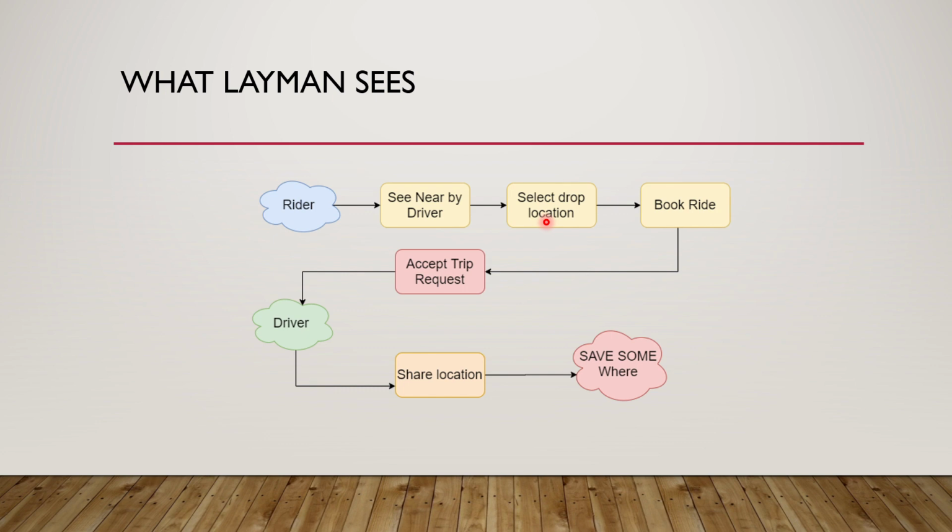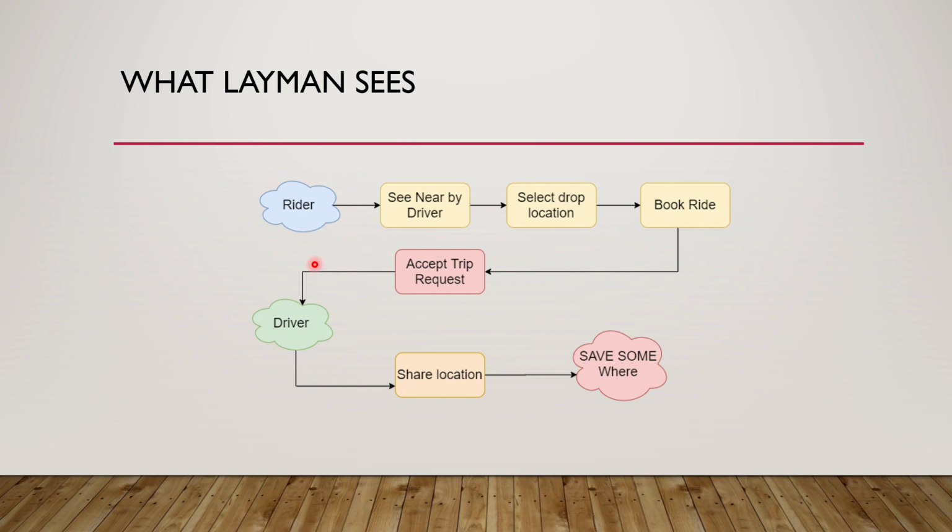Once book ride is clicked, your application will do some processing in the background, and a trip request will be sent to a driver who is nearby, and the driver can accept the trip or reject it. If one of the drivers has accepted the trip, then he will be matched, and his details will be sent to the rider. Then the driver can go to the rider's location, pick him up and drop him at the destination.